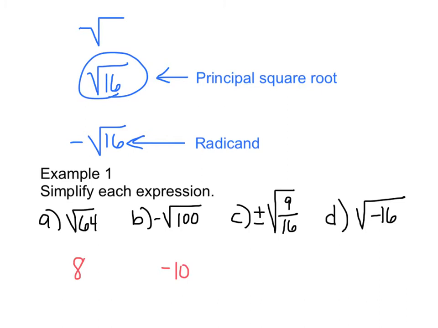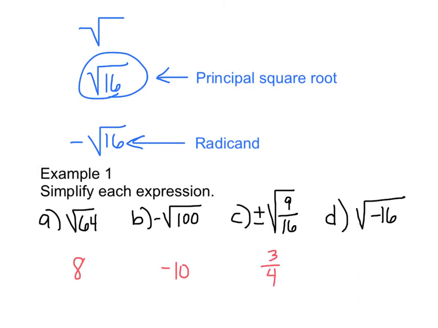But then C asks for something called plus or minus, which means you want both square roots of 9/16. So plus or minus is how you'd read it. Plus or minus the square root of 9/16, that will give us 3/4.